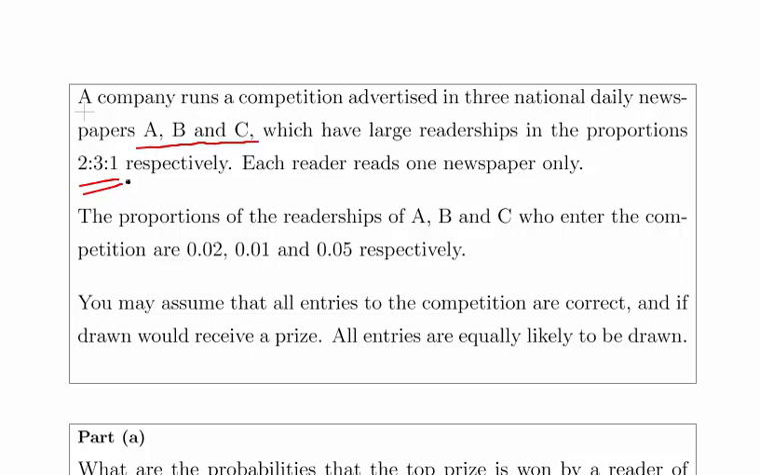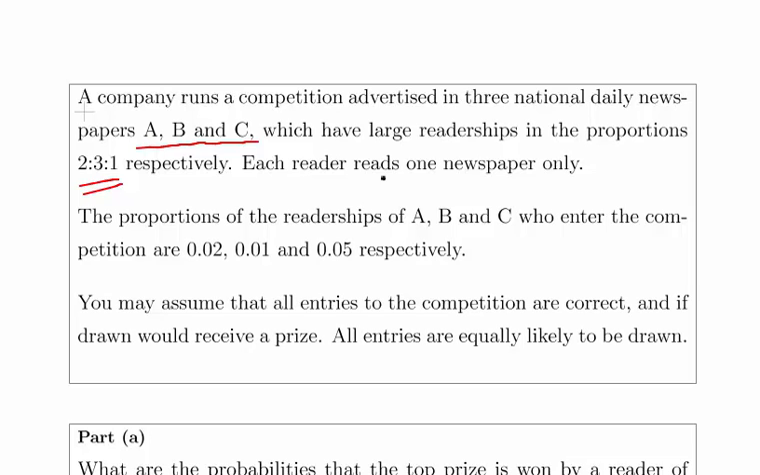So 2 to 3 to 1 adds up to 6. So 2 in every 6 people read A, that's 1/3. 3 in every 6 people read newspaper B, that's 1/2. And 1 in every 6 people read newspaper C, so that is 1/6. We'll come back to that later on, but that is how we would generate the probabilities of reading each newspaper. Just for the sake of simplicity, each reader reads only one newspaper.